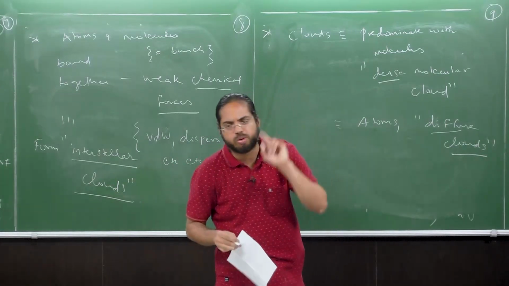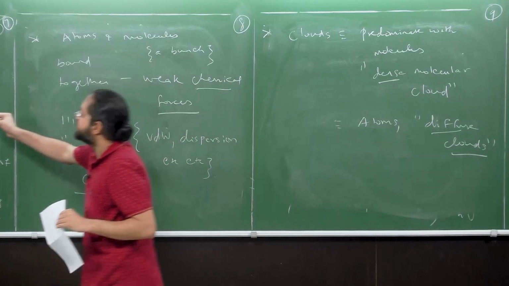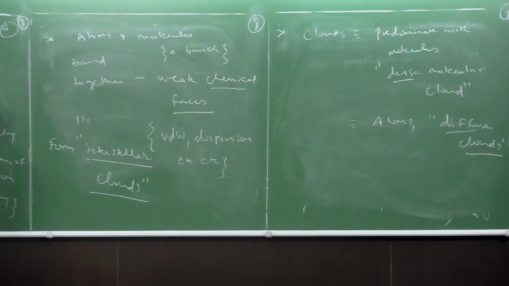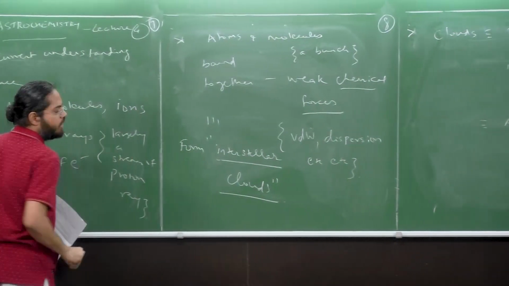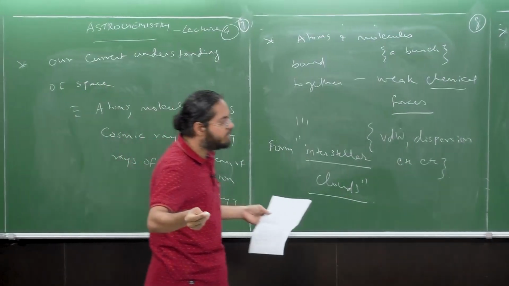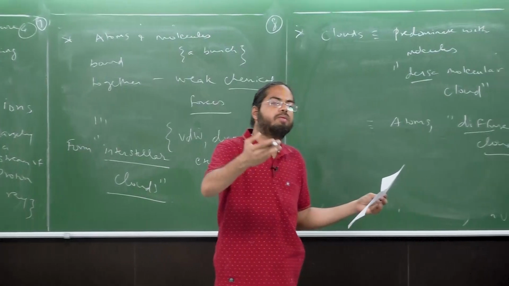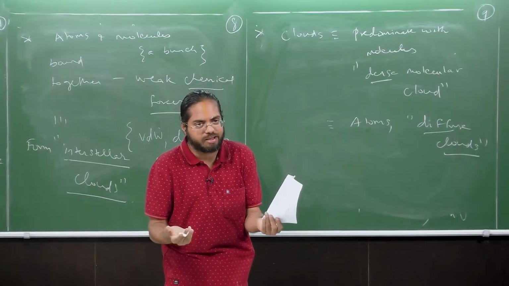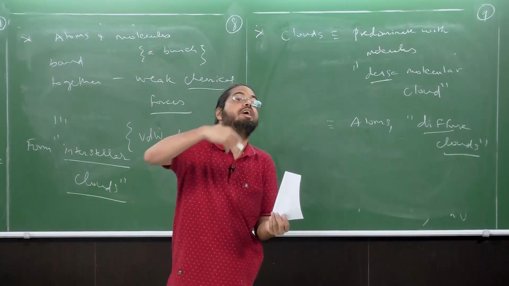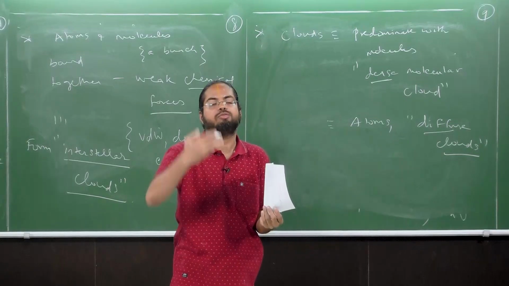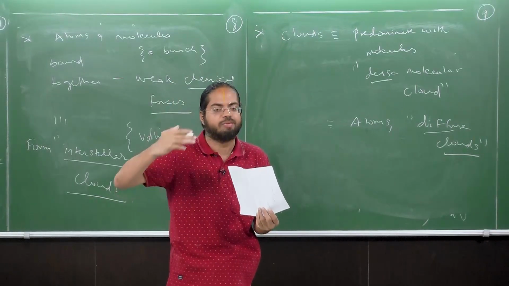I also wanted to add one more thing. Along with atoms and molecules, you also have the formation of ions. How are the ions formed? Just like molecules are formed. If molecules are formed, the formation of ions is also easy, correct? We shall look into the precise formation of ions in a subsequent lecture called interstellar gas-phase chemistry.